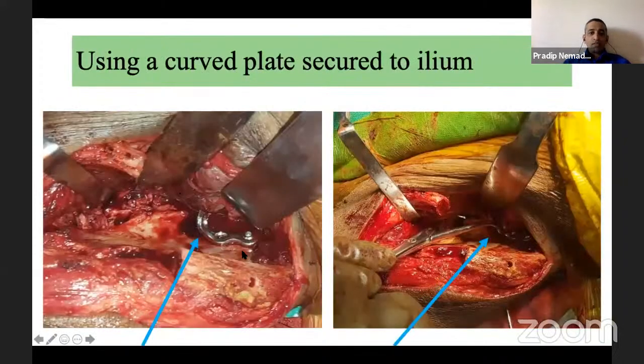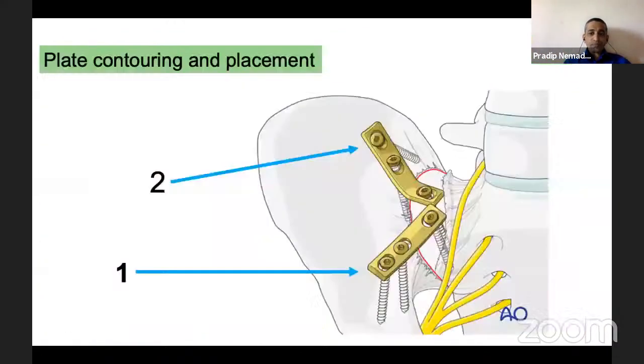Or sometimes you can use this curved bent plate. You take a small plate, bend it to 90 degrees, secure it to the ILM with one screw, and then you can use this clamp. So that's the sacrum, that's the ILM, and that is the displacement of the ILM. One tine of the clamp goes anterior to the sacrum, and the other tine goes into the bent part of the plate. When we crunch the clamp, the reduction will come.